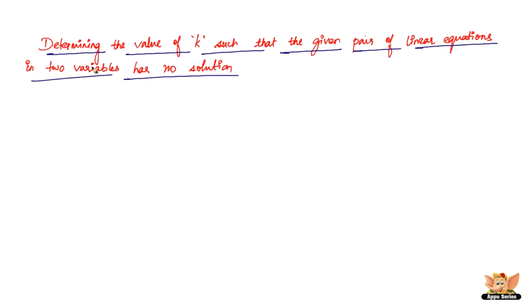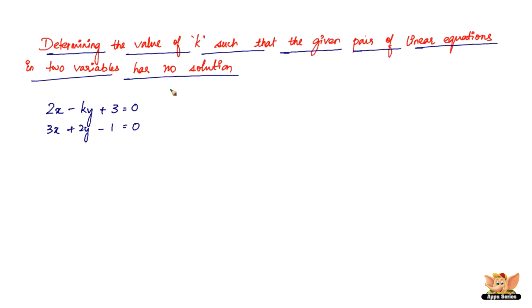In this video, let us look into determining the value of k such that the given pair of linear equations in two variables has no solution. So here we've got that system of equations: 2x minus ky plus 3 equals 0 and 3x plus 2y minus 1 equals 0.